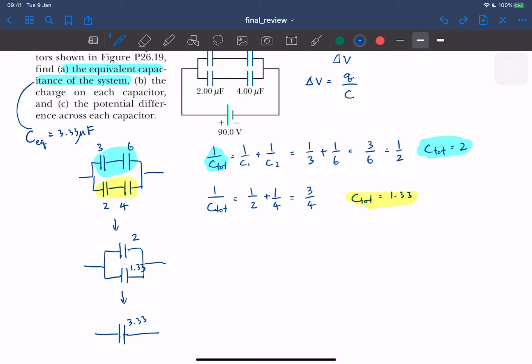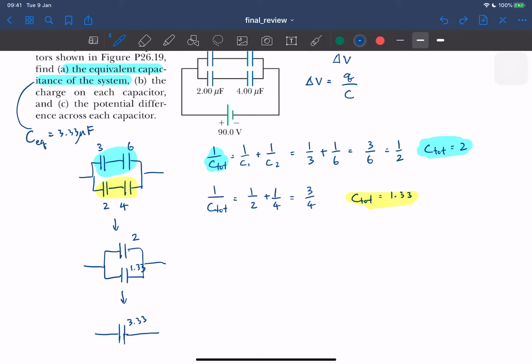So 1 over 3 is 2 over 6, right? So 2 over 6 plus 1 over 6 is 3 over 6. So 1 over 2. So 1 over C total is 1 over 2. So that means C total is 2. Is this clear to you?